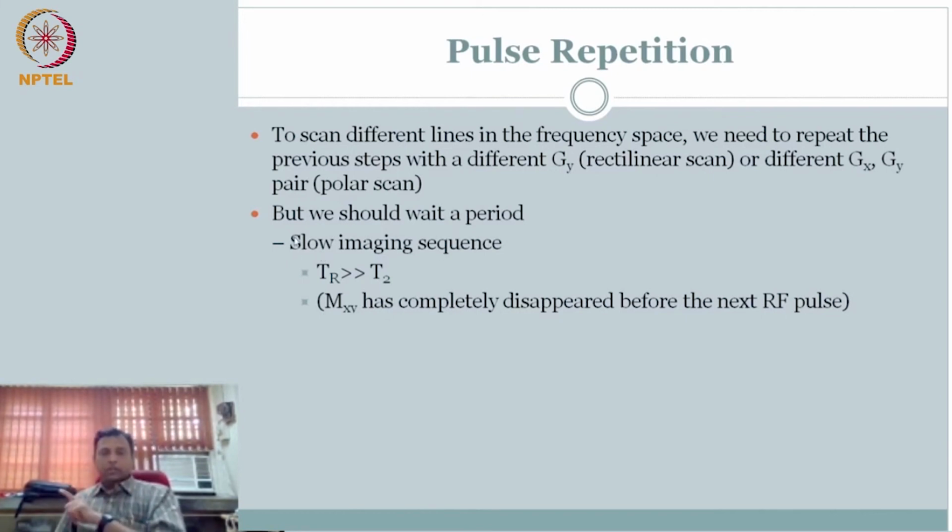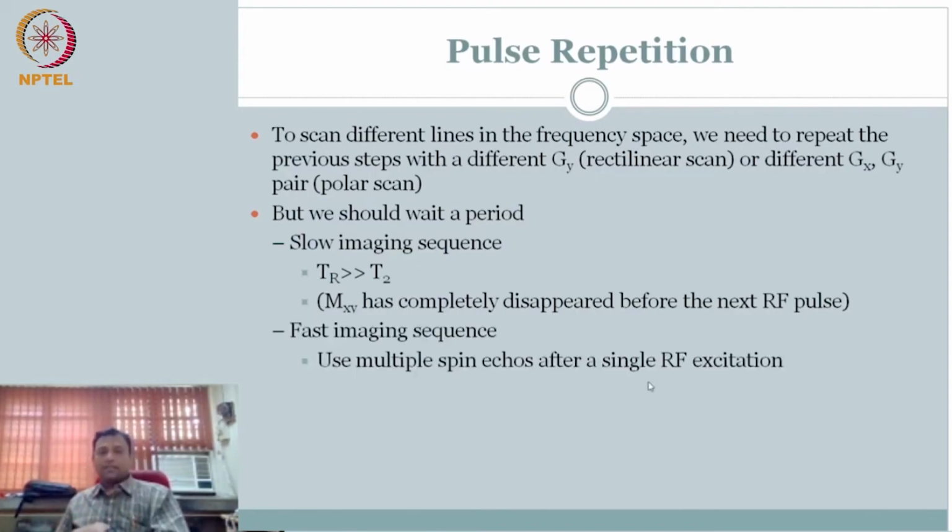Right. So if it is slow imaging, no problem. In slow imaging, you wait for a long time so that TR is far greater than T2. MXY is completely disappeared, you apply that. So in slow sequence, whatever we covered, you just repeat. But that might not be the case for fast imaging sequence.